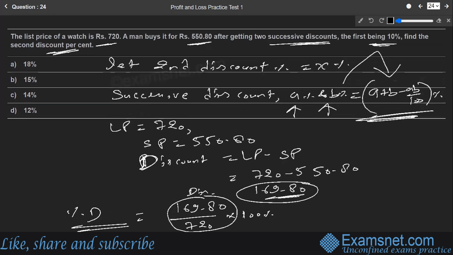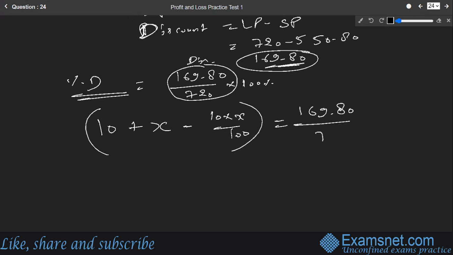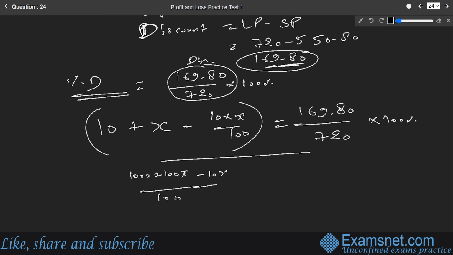Then this percentage discount can be achieved through the successive percentage values. The first discount is 10%, so A can be 10, plus the second discount was x%, so that is x minus 10 into x upon 100. This is the ultimate discount offered in terms of percentage, and this should be equal to the discount calculated as 169.80 by 720 into 100%. So these two things should be equal. If we solve this equation further, taking 100 as the LCM, it is 1000 plus 100x minus 10x is equal to 16980 divided by 720.